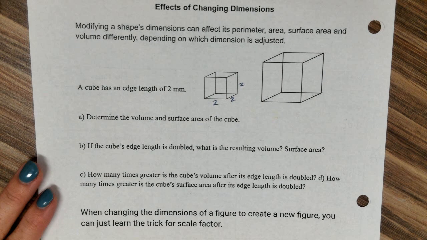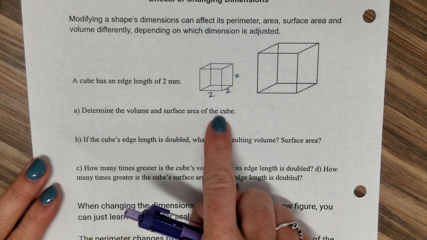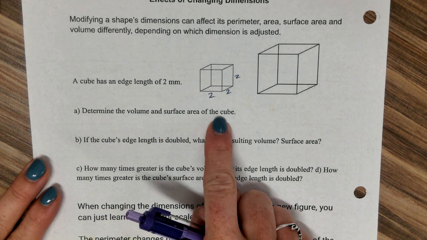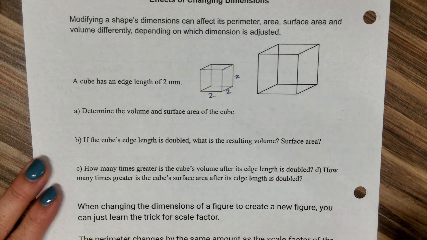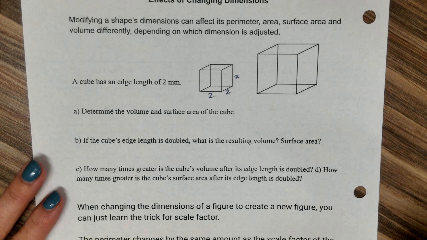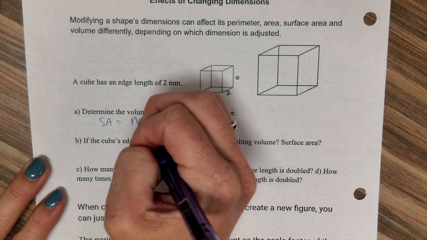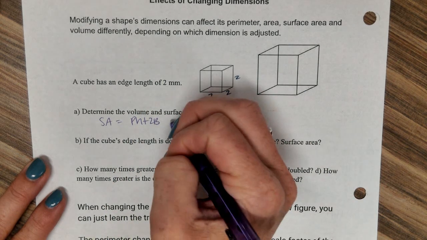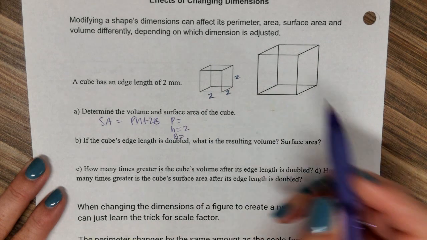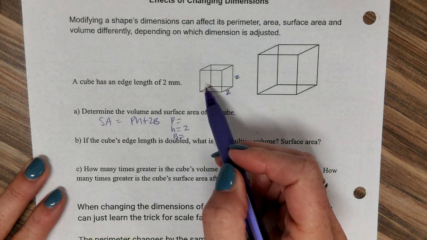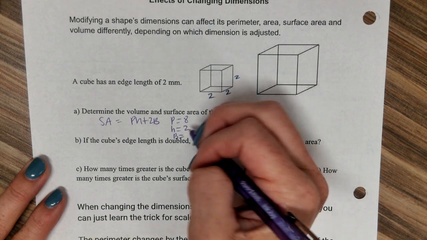I should see everybody sitting up and writing with me. All right, it says determine the volume and surface area of the cube. Well, for surface area, we would do Ph plus 2B. Everybody agree? So I need a P, an H, and a B. The height's 2. The perimeter's 2 plus 2 plus 2 plus 2. That's 8. And the area is length times width. 2 times 2 is 4.